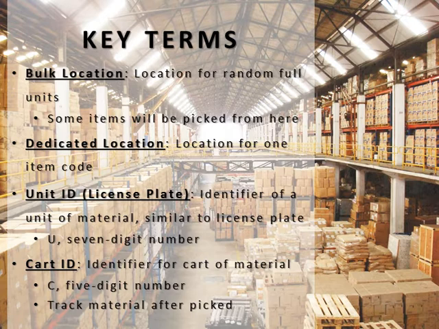Cart ID is a unique identifier for a cart of material. It always begins with AC followed by a 5-digit number. These are used to track material after it is picked and can contain multiple items in one cart label.